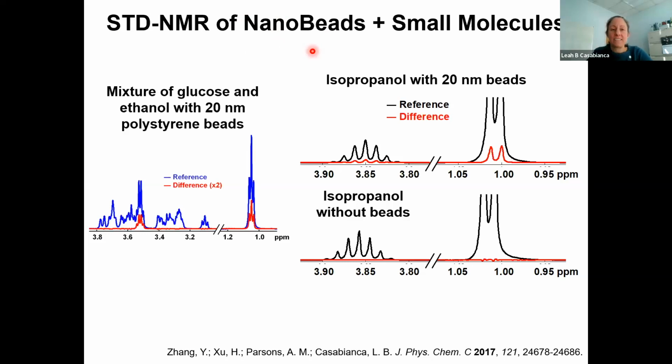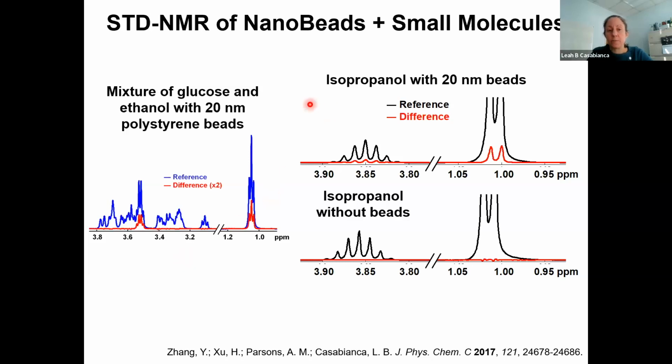So these are polystyrene beads or nanoparticles that we can purchase commercially, different sizes and with different functional groups on the surface that allow them to remain dispersed in solution. And for our first experiment, we looked at a mixture of glucose and ethanol with 20 nanometer polystyrene beads. And you can see in the STD difference experiment, you can clearly see the signals for the ethanol, meaning that the ethanol is interacting with the surface of the beads. And the signals that we see in the reference experiment, but not in the difference experiment, are due to the glucose. So in this case, it doesn't appear that the glucose is interacting with the surface of these polystyrene nanoparticles.